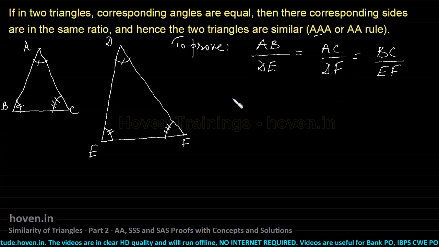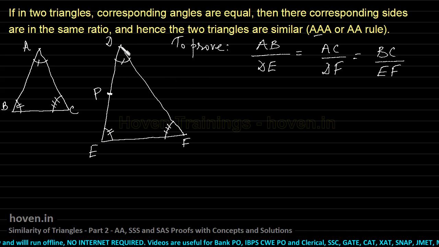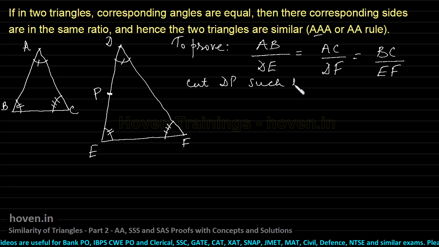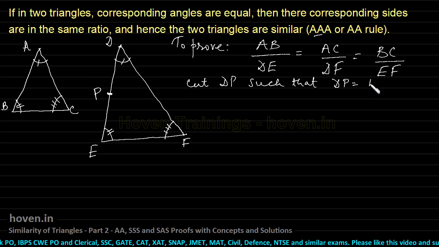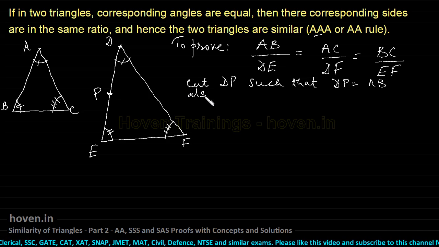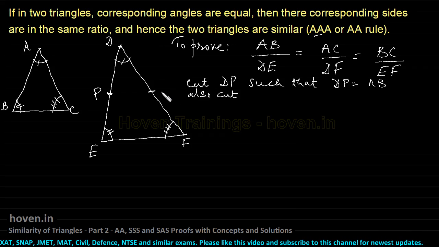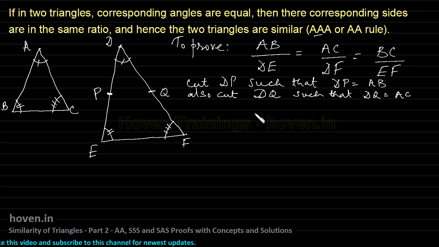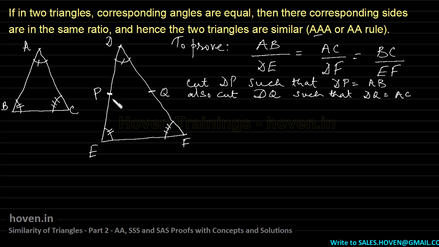Let me now show the proof of this. From DE, let us cut a point called P so that DP is the same as AB. So cut DP such that DP is equal to AB. This is what we cut. And also cut DQ such that DQ is equal to AC. It is possible to do that because on any segment we can cut any length. This time we have decided to cut DP equal to AB and DQ equal to AC, which is very much possible. Nothing is wrong.